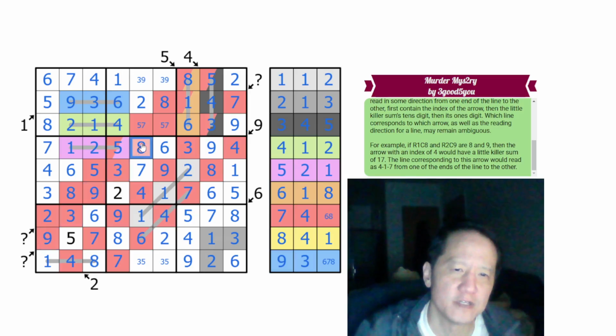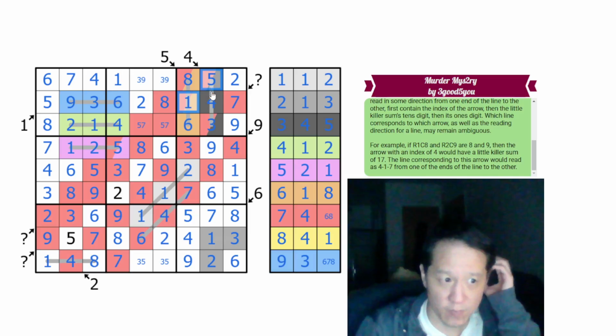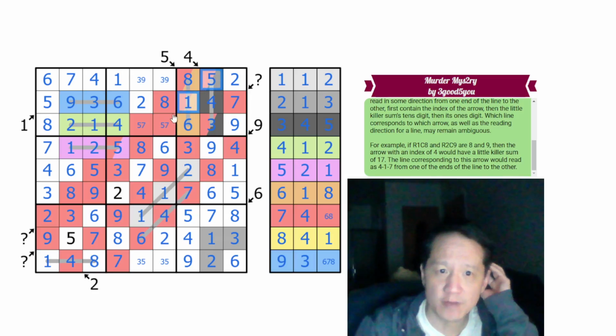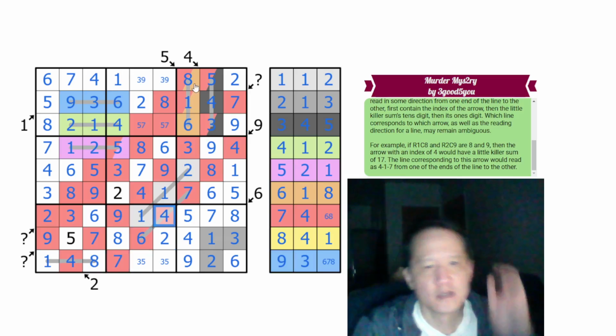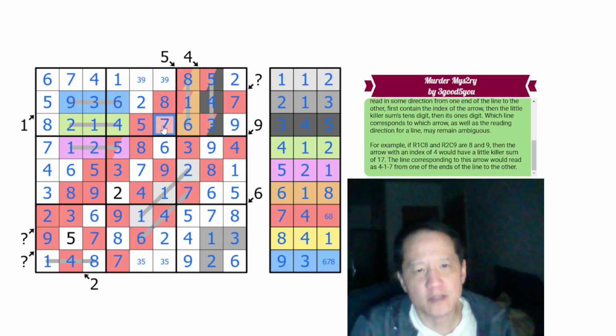24 plus 8 is 32. 32 plus 6 is 38 plus 7 is 45. So this is 3. And this would be 7, which adds up to 46. And it looks like that all works.